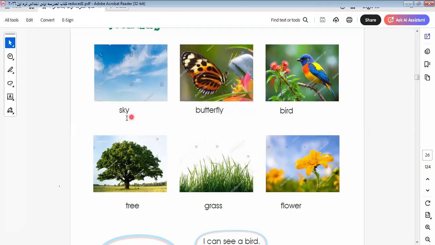I will repeat again, and repeat after me. Sky, butterfly, bird, tree, grass, and flower. Let's continue. Let's go to another item here in this unit.